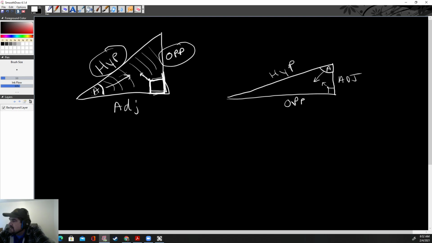Okay, that's all. So the opposite and adjacent depend on what angle you're talking about. You're talking about this one over here? Well, then this is the adjacent and this is the opposite. Are you talking about the angle over here in this corner? Well, then this is the opposite and that's adjacent. But the whole time the hypotenuse stays the same. It's always the side opposite this 90-degree angle. And that's all there is to it.